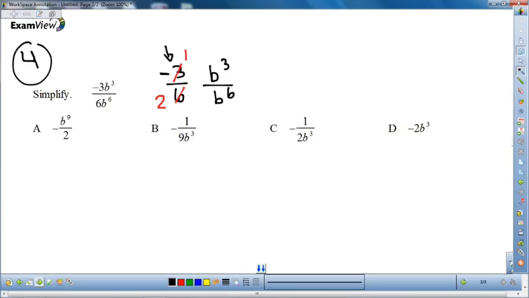Now with my b's, there's more in the denominator, so they're going to stay in the bottom. And I'm going to go ahead and subtract the exponent. So I'm going to have -1 over 2. And then on the bottom, I'm going to have b to the 3rd. And there's an invisible 1 on top. So I have -1 over 2b to the 3rd.